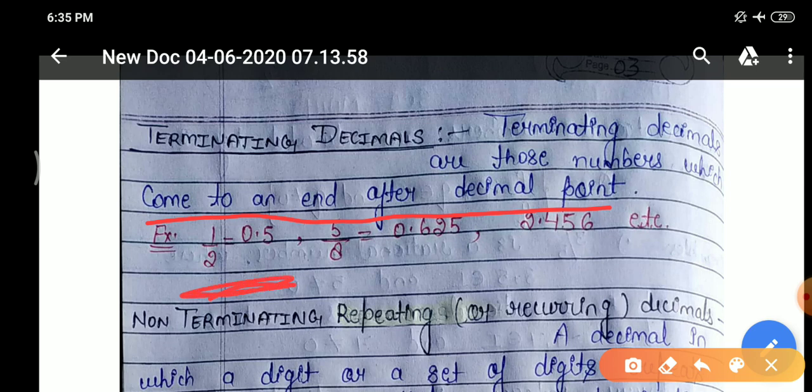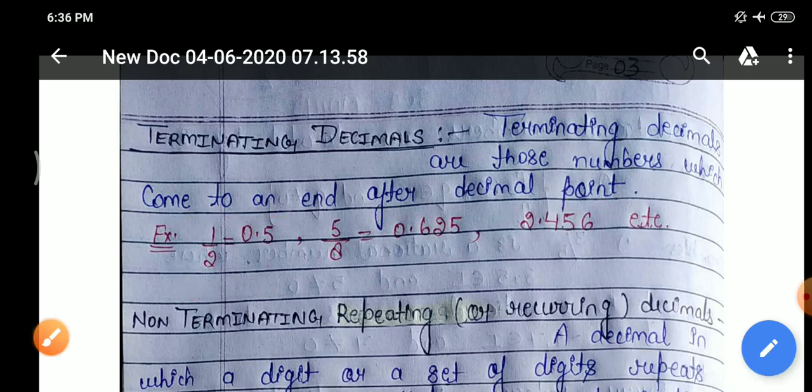Similarly, when we divide 5 by 8, we get 0.625. In another way, student, we can say that in a terminating decimal expansion, the remainder will always be 0. We obtain the remainder as 0.